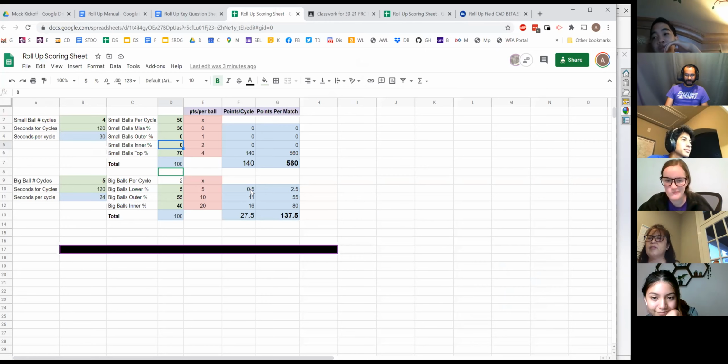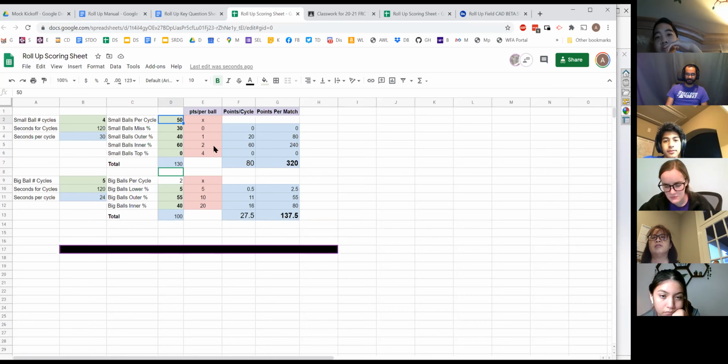That's why if you go for top goal, it's most likely either you make it or you miss. That's what our thought is, yeah. But designing for top goal doesn't really have a big downside, I don't think. With small balls in general, if you can get 50 per cycle, and even if you're only doing 4 cycles, even into the outer inner, you're still at 320.